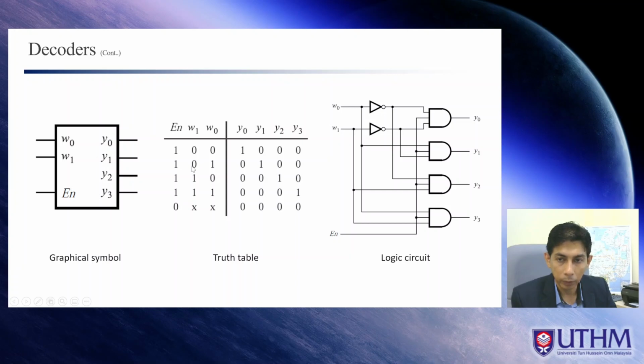And if W1 equals 0 and W0 equals 1, Y1 equals 1, and the others equal 0. For 1, 0, Y2 equals 1, others equal 0, and for 1, 1, Y3 equals 1, and others equal 0. So this is the pattern. You can change the pattern, it is up to the design, but this is the common type of decoder that we have.